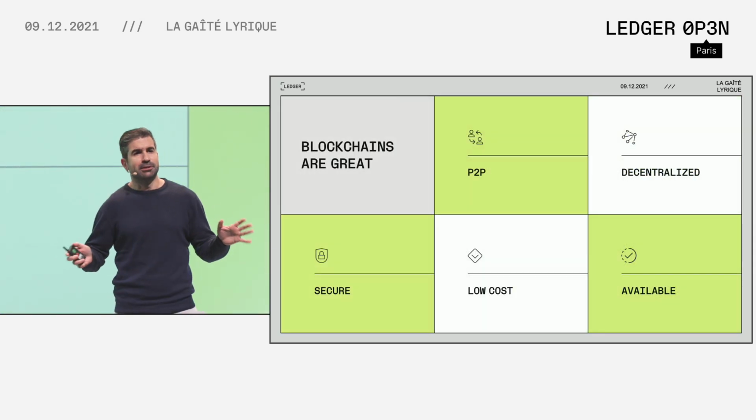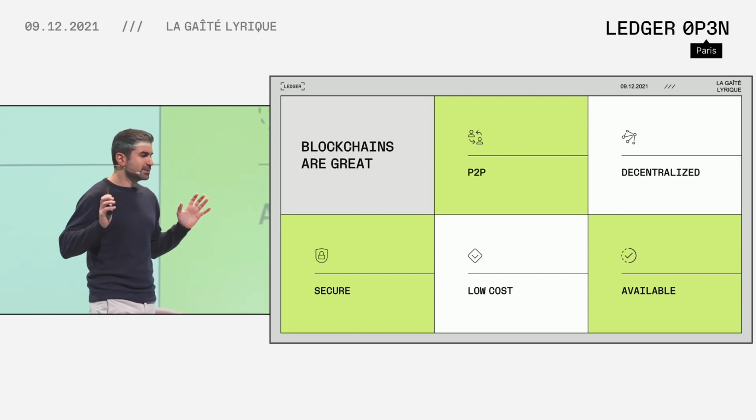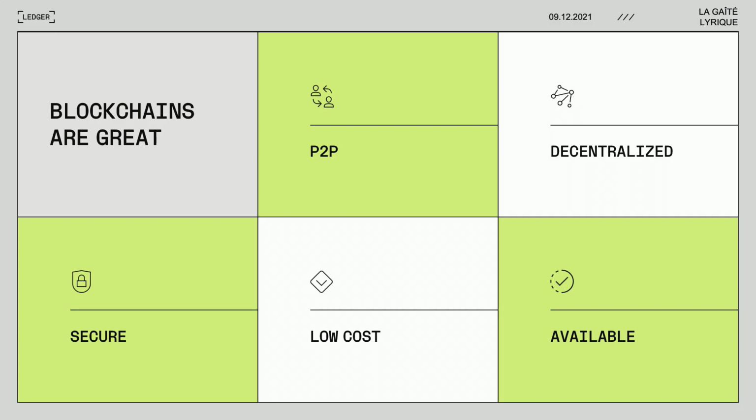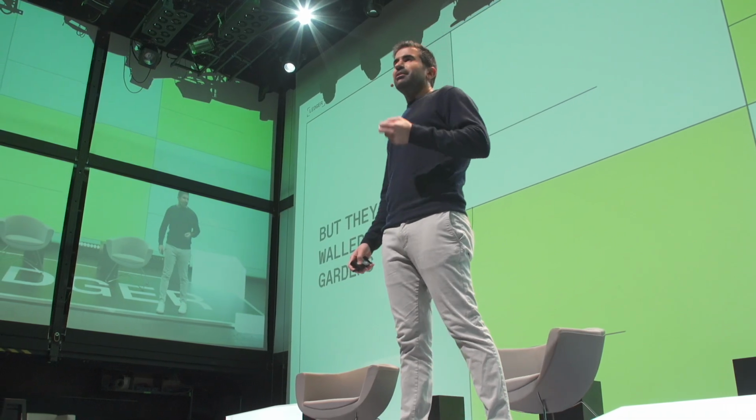Blockchains are great. I mean, this is why we're here. They brought us this amazing P2P transfer network that is decentralized, secure, very low cost, and also readily available whenever we need them. So that's why we're here. I just didn't say anything new. But the thing is, they are walled gardens.